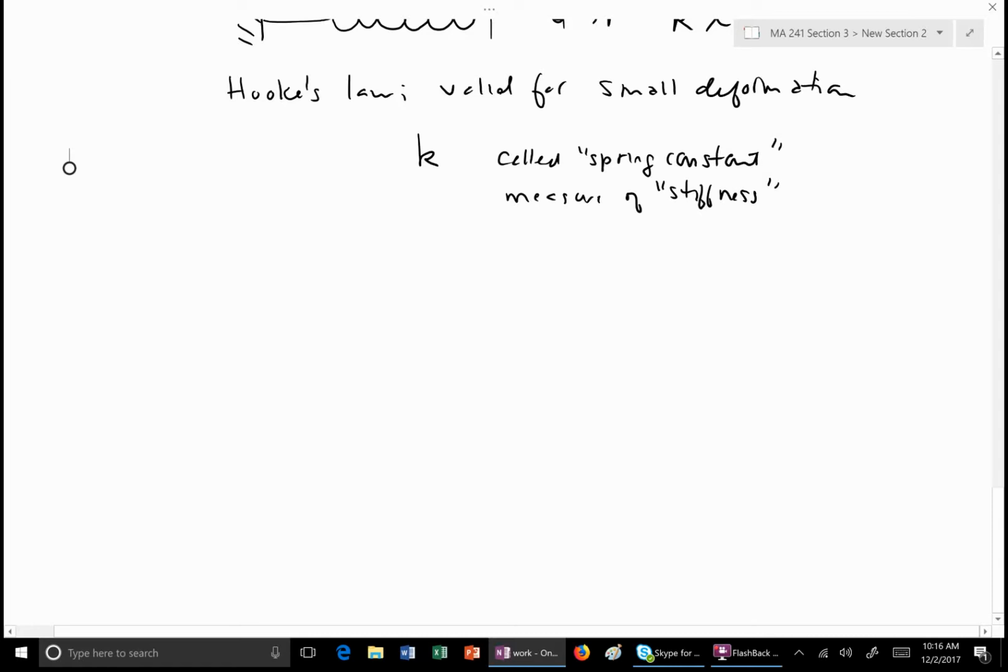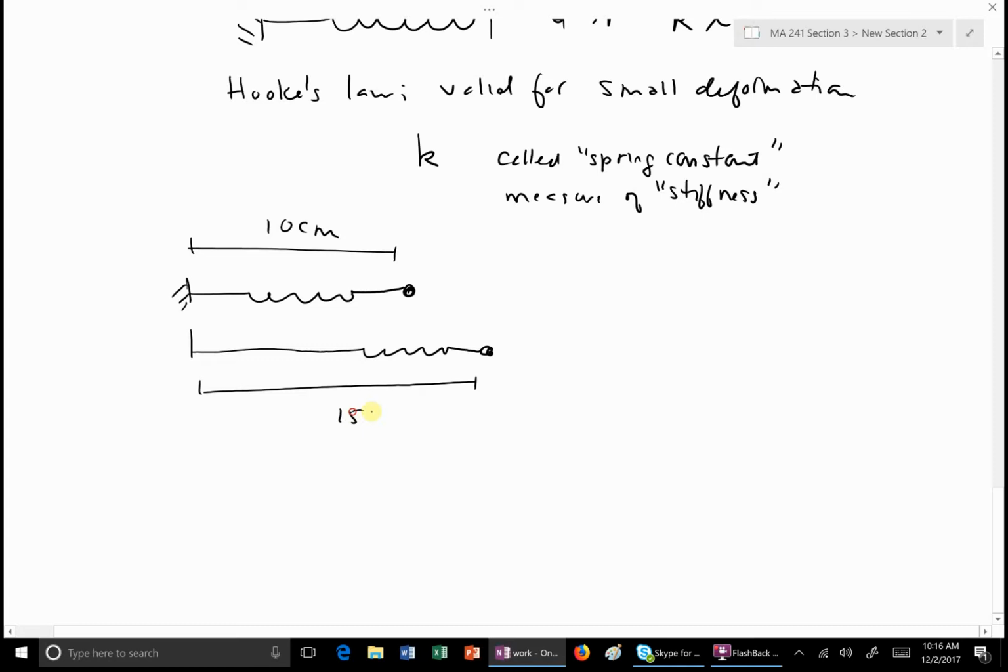So in this problem, we're not interested in electrons, we're just interested in this humble mass. And we're told that a force of 40 newtons is required to hold a spring that has been stretched from a natural length of 10 centimeters to 15 centimeters. So here's what we start with. Its natural length is 10 centimeters. Then I stretch it to 15 centimeters, and the force that I'm exerting at that time is 40 newtons.